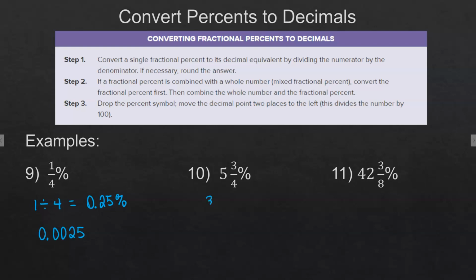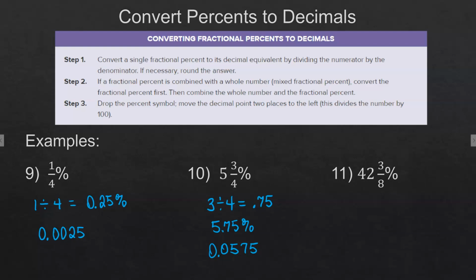On the next one, we're going to convert 3/4 first. All right, so we're going to take 3 divided by 4, which is 0.75. So now we have 5.75%. And after we've written it this way, now we can go ahead and convert it to a decimal number, which is 0.0575. Okay, so you'll just have to work with this to keep yourself from being confused.